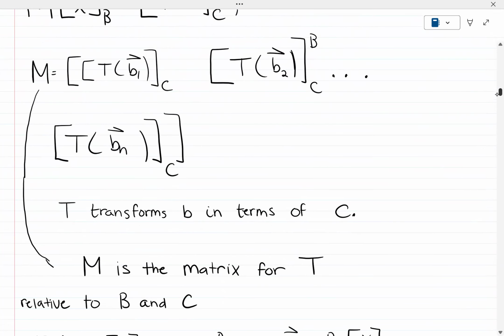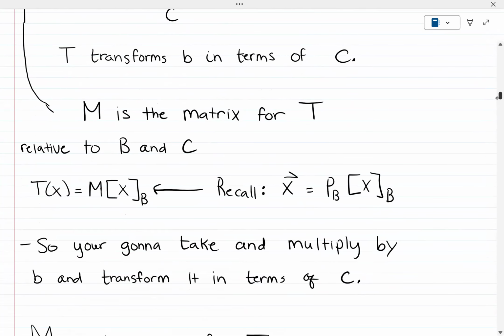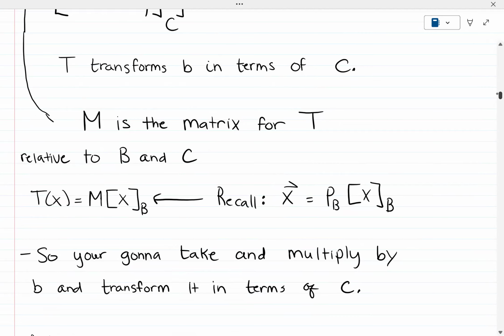So T transforms B into terms of C. M is the matrix for T relative to B and C. So [T(x)]_C equals M times [x]_B. Recall that vector x is equal to P_B times [x]_B. So you're going to take B and transform it in terms of C.